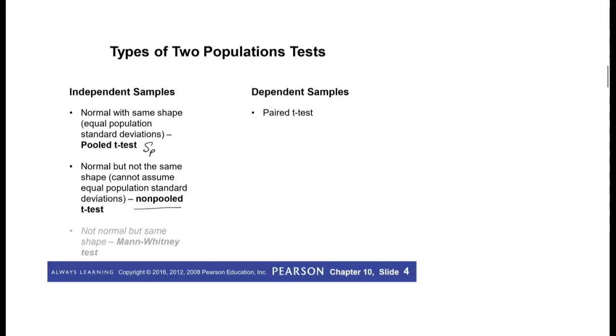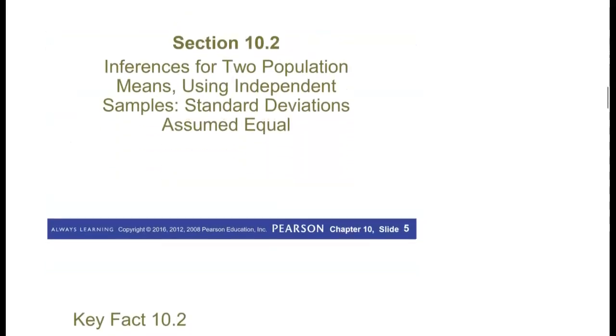And then, of course, we have our dependent samples with the paired. So we are going to go over 3 different tests. In this video, we will go through a sample of test 1 and test 2. And then in the next video, we'll go through the dependent samples. So let's start our inferences for 2 population means using independent samples, assuming the standard deviations are equal.